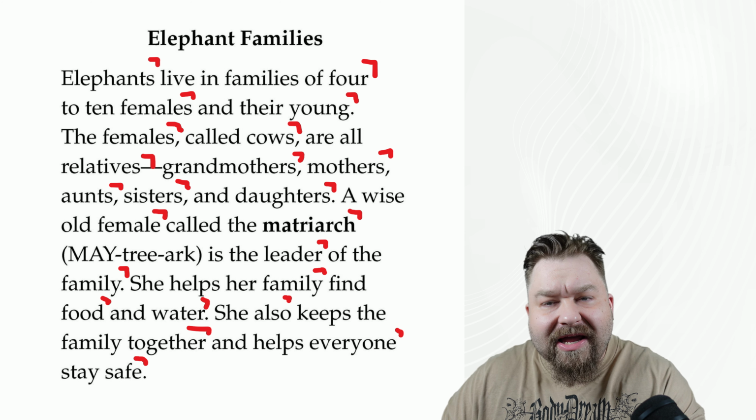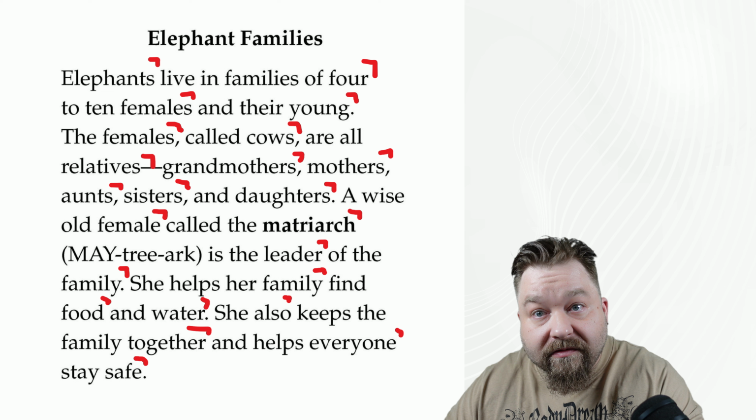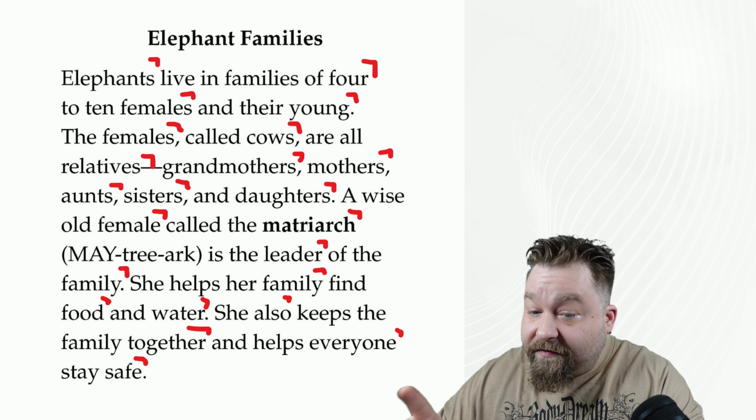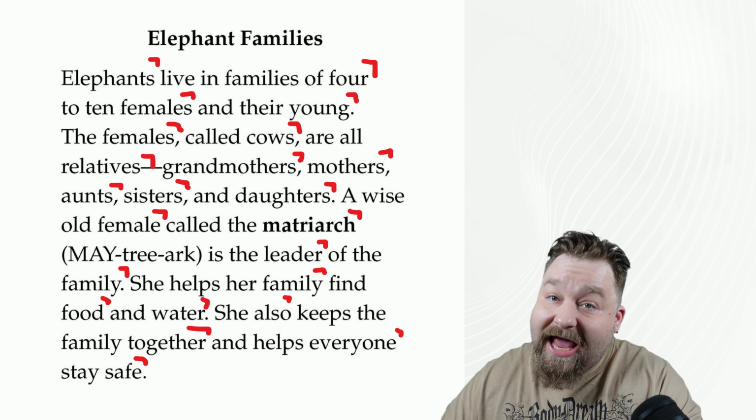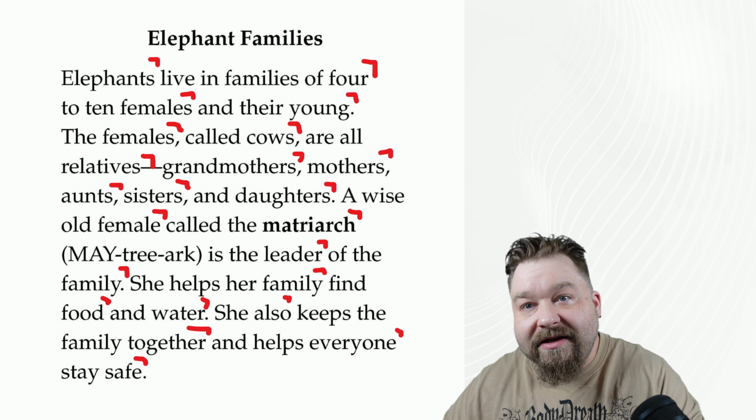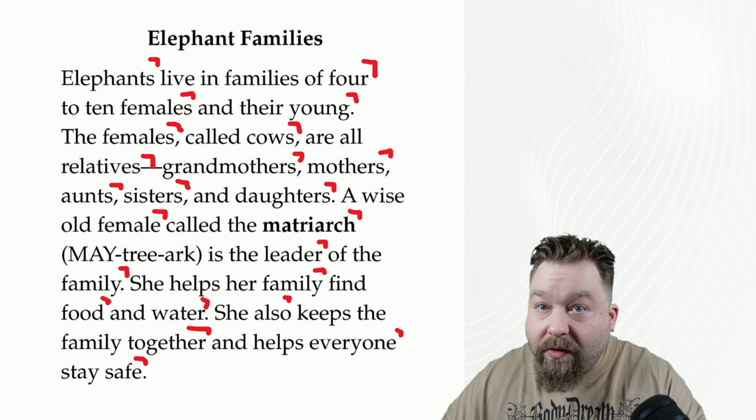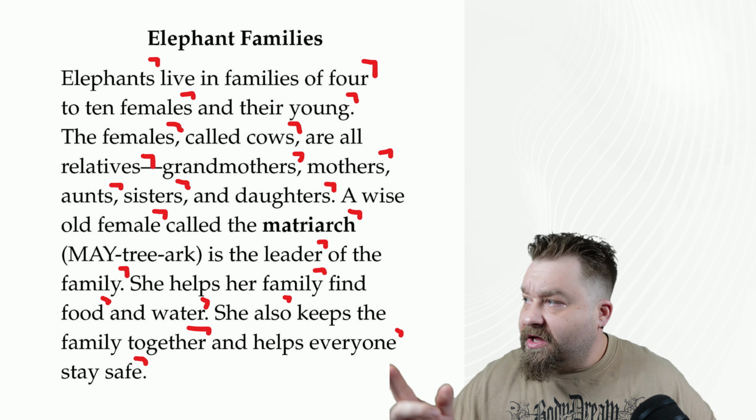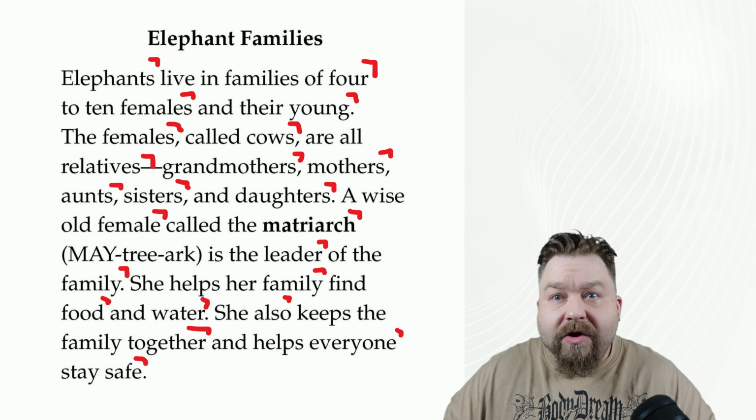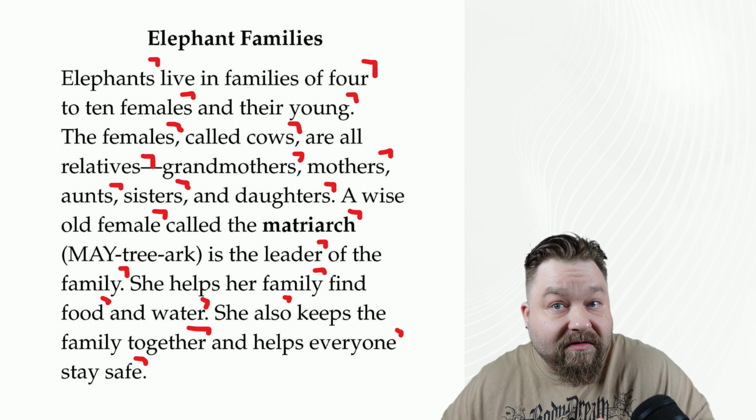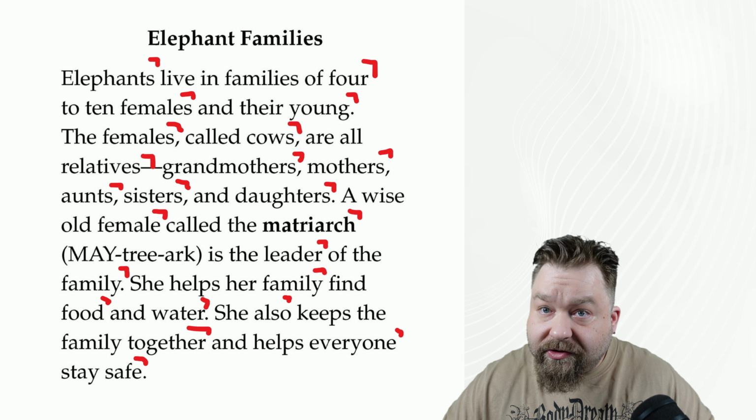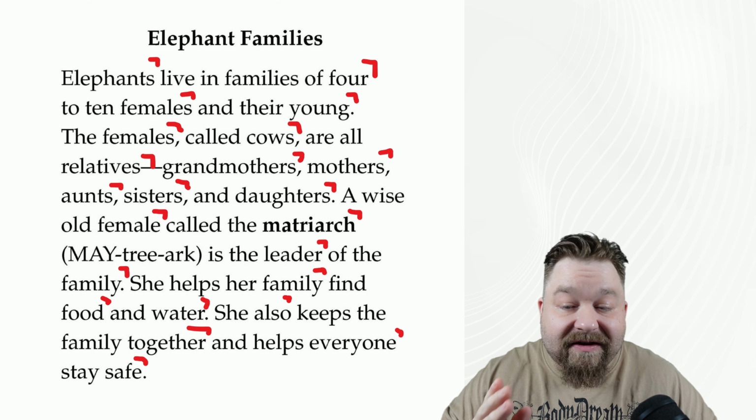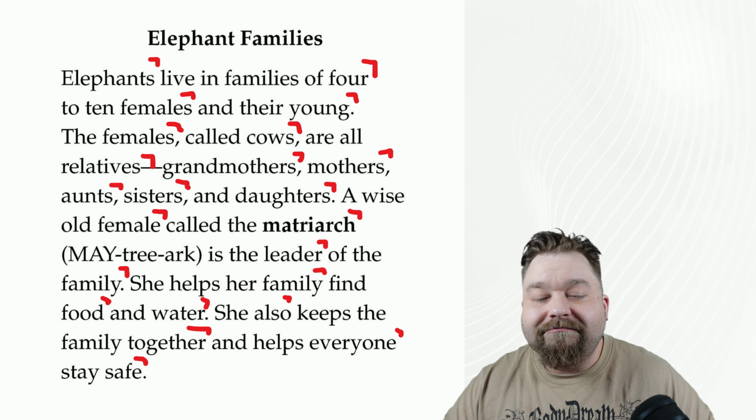That didn't sound right because I didn't pause. Try it again with the pause here. Elephants live in families of 4 to 10 females, and their young. See, the pauses are super important. The sentence doesn't feel right. It doesn't sound right. The listener is uncomfortable when you speak strangely. You ignore these pauses. Let's try one more time. Elephants live in families of 4 to 10 females, and their young.